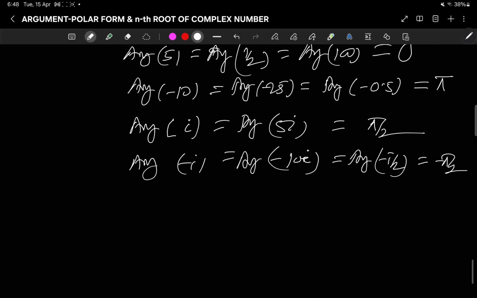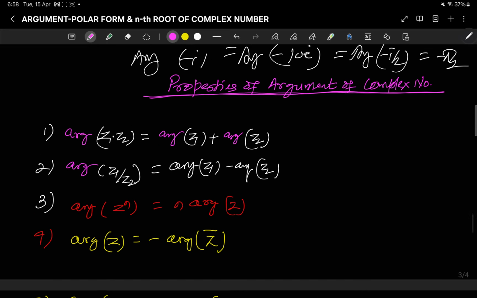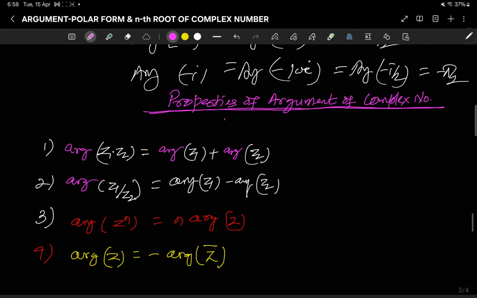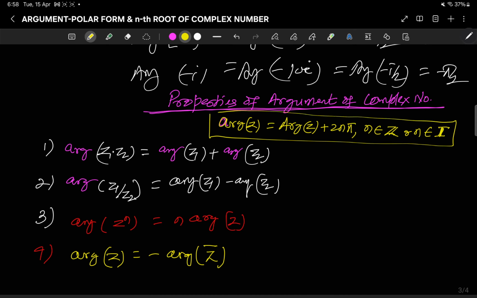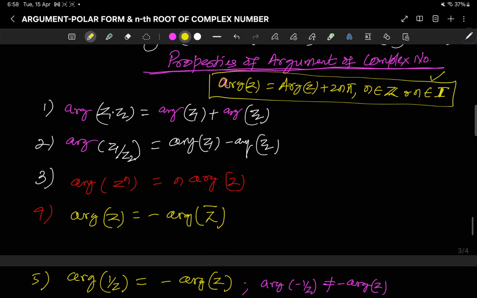Now coming to properties of the argument. As you know, arg z is equal to capital Arg z plus 2n pi, where n is in the set of integers, n in I. You know this. So now the properties of the argument we will see.